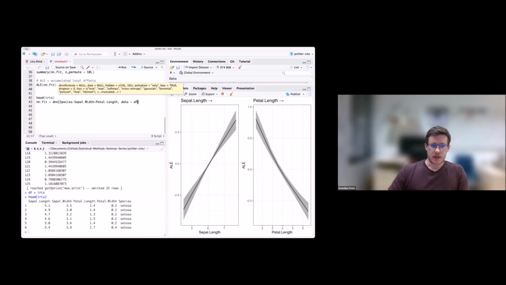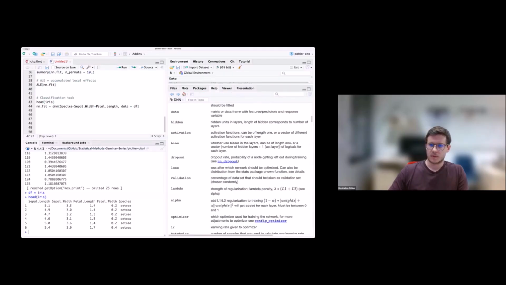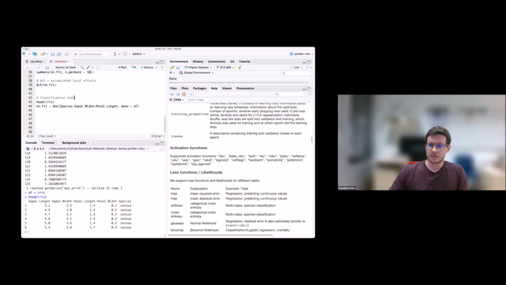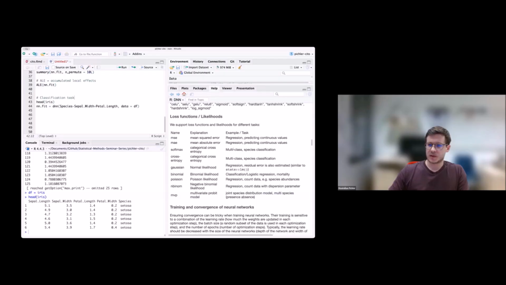And now we have to change the loss function, because this is not a regression task anymore. This is what we call in machine learning a classification task. If we scroll to our table, we see that we can use the softmax loss function for multi-class species classification. I'm going to switch the loss function to softmax.